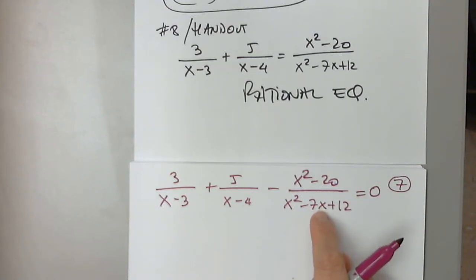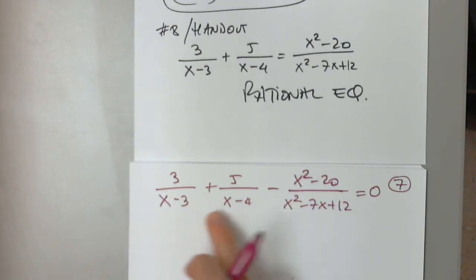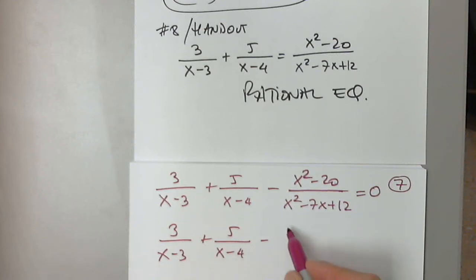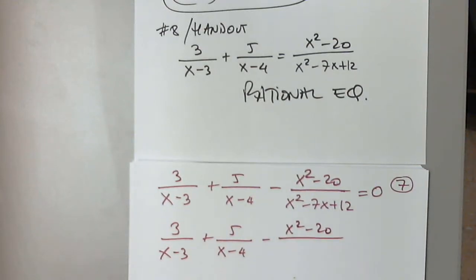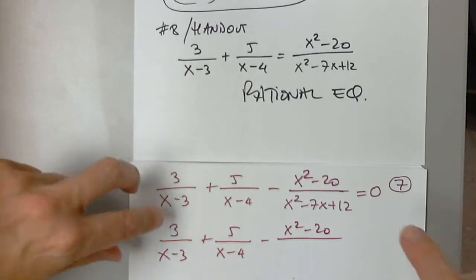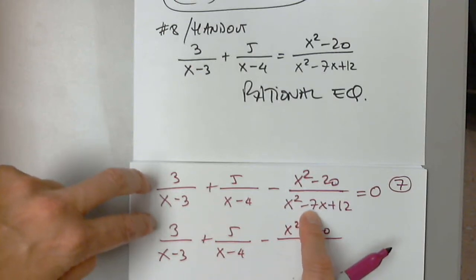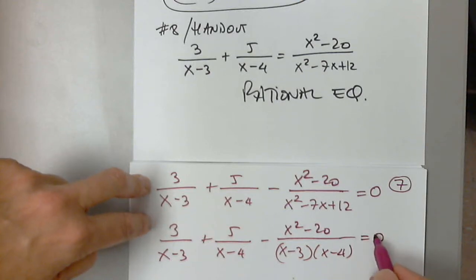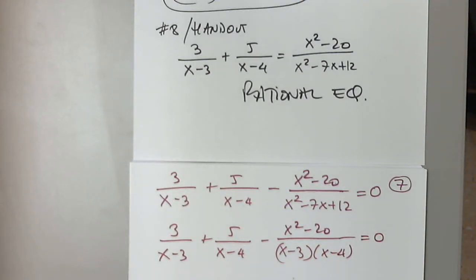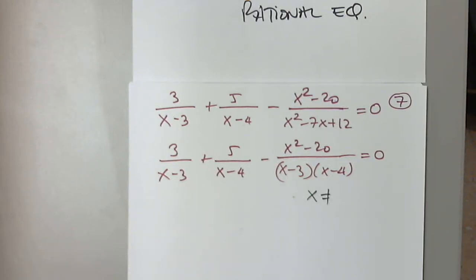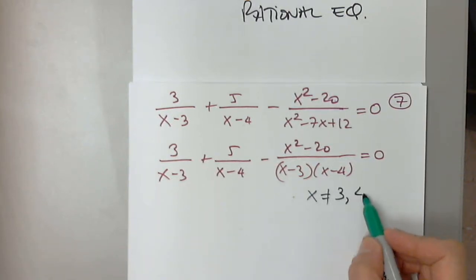The next step is I will factor the denominator. These are completely factored. There's nothing I can do there. But how will I factor x squared minus 7x plus 12? The product is 12. The sum is negative 7. Yes, x minus 3 and x minus 4. Do not forget the equal symbol and 0. You have to give me how many restrictions? Exactly. You're going to say x cannot equal 3 and 4.